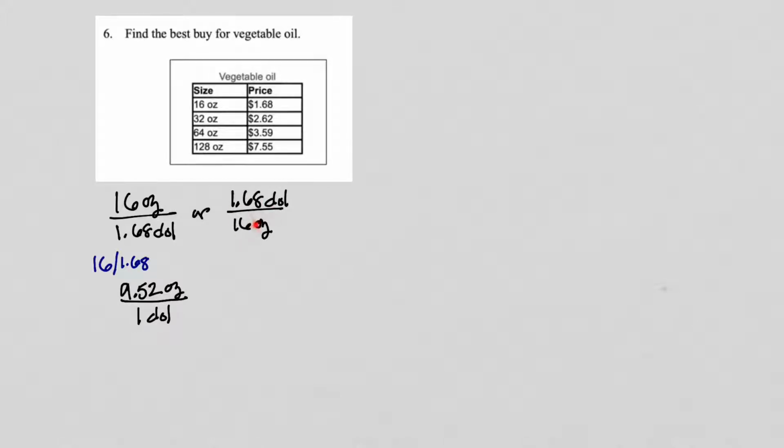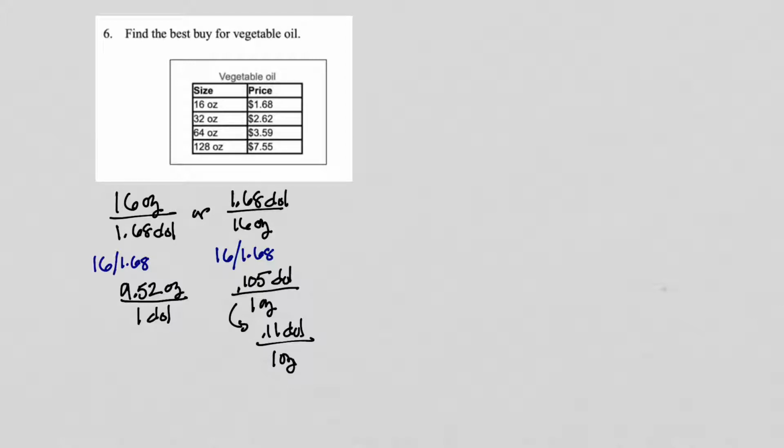Now in this one, just rewriting it the opposite way, with the dollars on top, ounces on the bottom, I'm going to divide both of these by 16. That's going to look like this on my calculator: 1.68 divided by 16. And when I did that, I got 0.105. Now what's on top? Dollars for 1 ounce. Now if I round this off, it's really like 11 cents for 1 ounce.